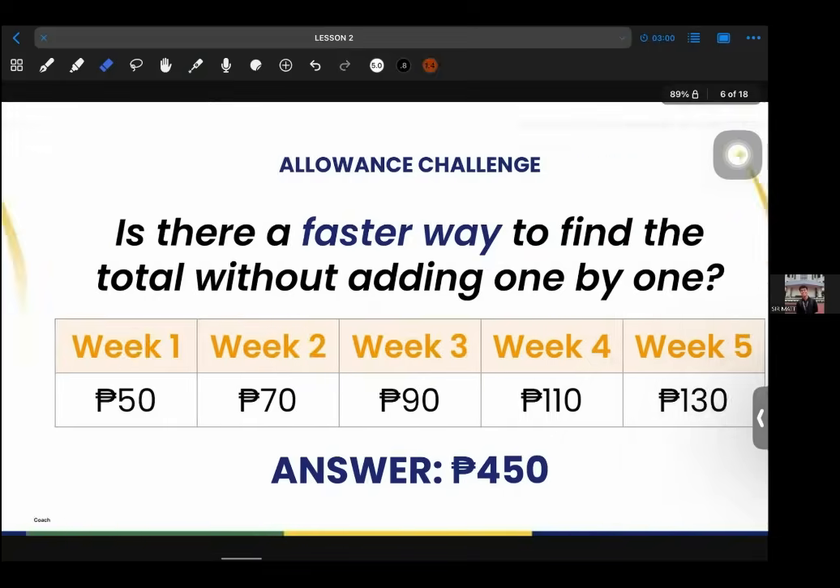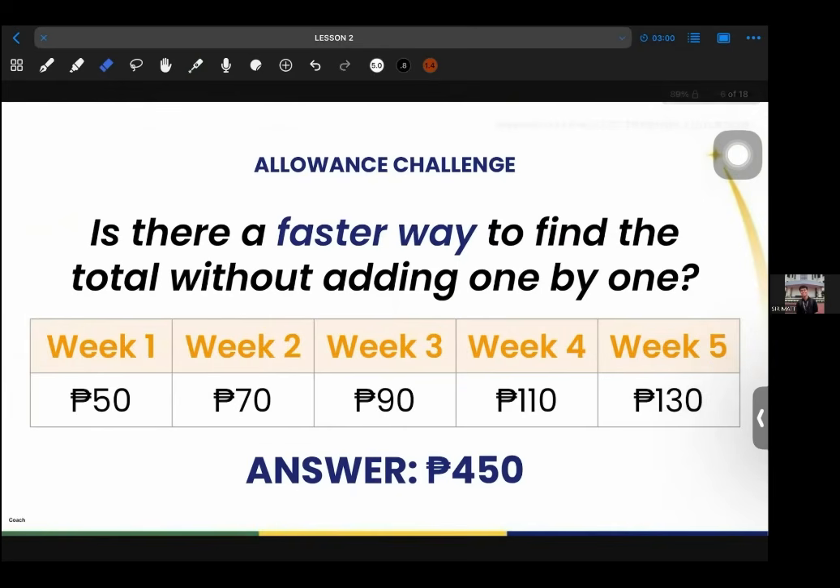You probably found the total by adding the amounts one by one. And kung ganun ang ginawa ninyo, kinumpit nyo siya mano-mano na inadd yung 50, 70, 90, 110, and 130, that's perfectly fine. Just for 5 weeks. Kasi 5 weeks lang yan.